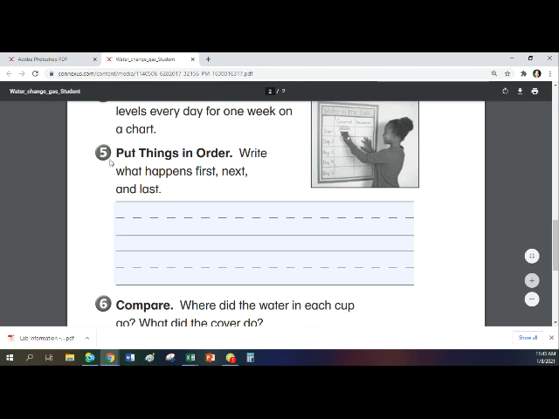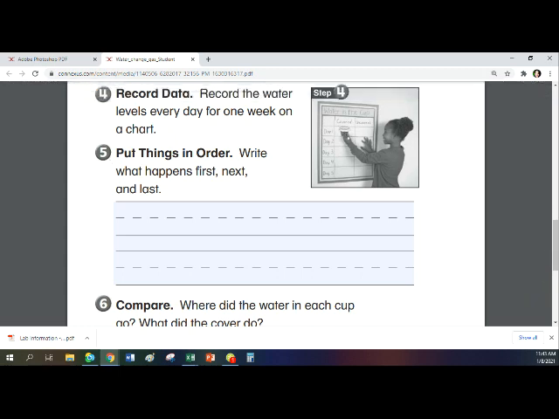And then number 5, this is where you write what happens first, next, and last. So first, we already know what the water looked like, right? It was the same. It was equal in each cup. So first, the water was the same. Next, on maybe day 2 or day 3, what changed? What happened? And then last, on day 5 at the end of the week, what happened then too? What did that water look like in each cup? We're going to write about that in order.